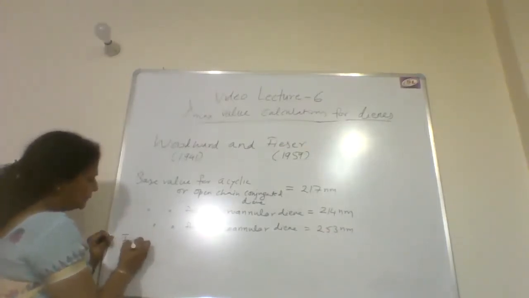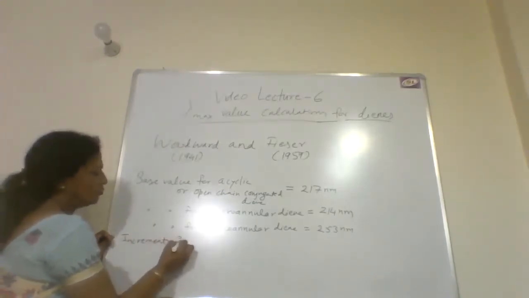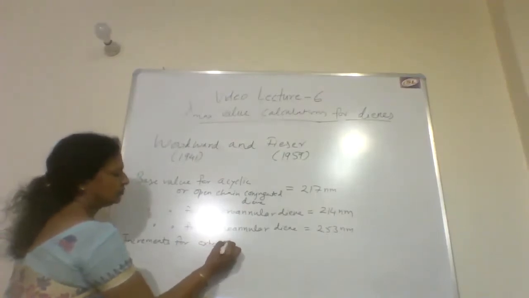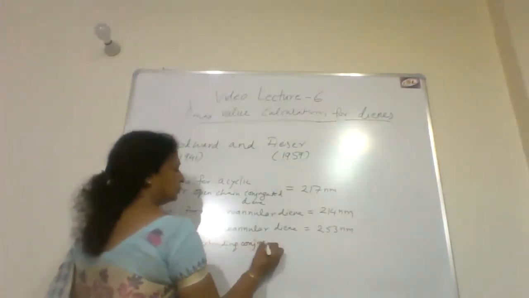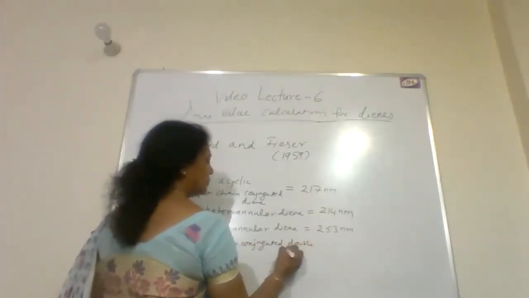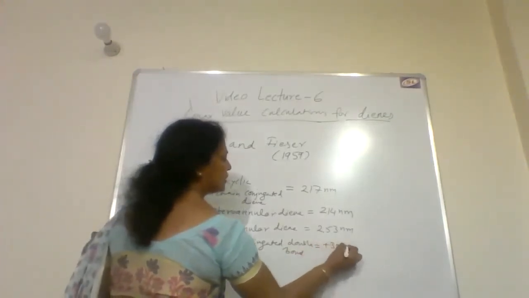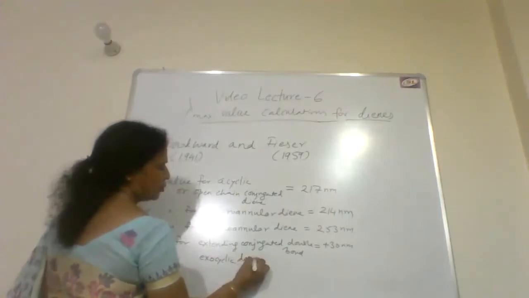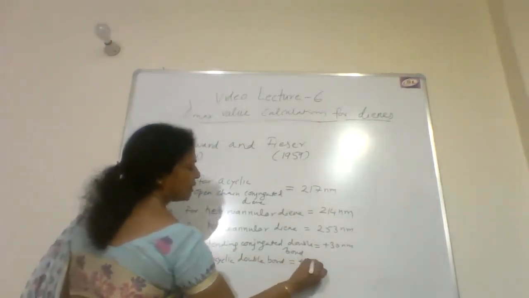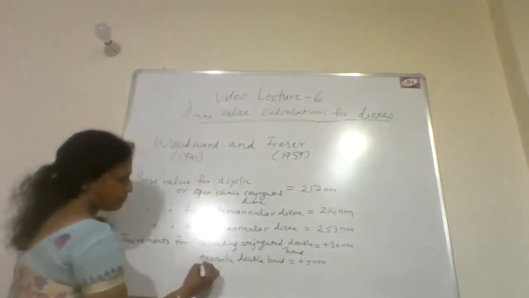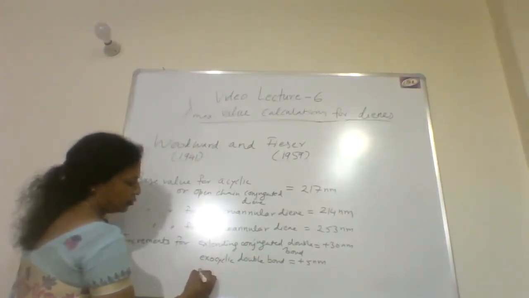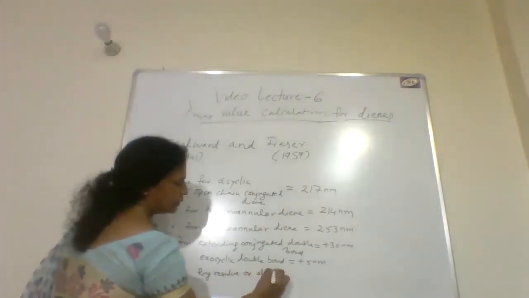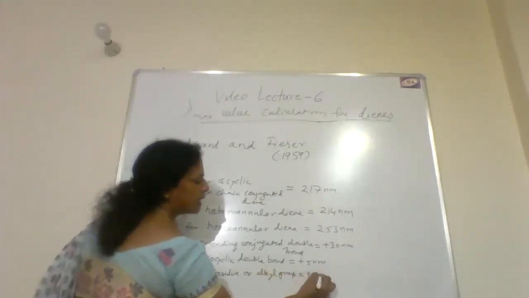Then the increments. For extending a conjugated double bond, plus 30 nanometers. For an exocyclic double bond, plus 5 nanometers. For a ring residue or alkyl residue, plus 5 nanometers.